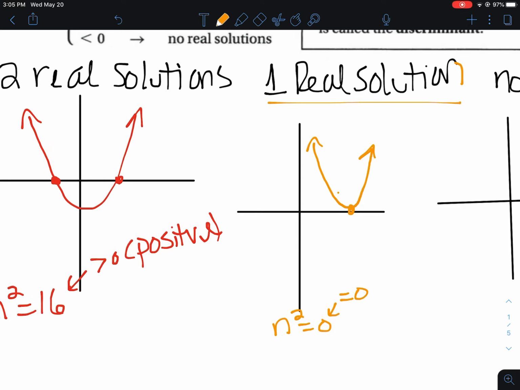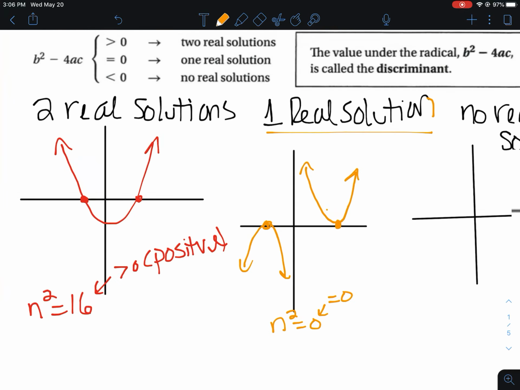And what that means is that our graph is going to touch the x-axis. It's just going to kiss it and turn back around, or it could be facing upside down also. And it's only hitting on one value. So we sometimes call it a double root. If you had a factor of something like this, it would be a perfect square trinomial where both factors are the same. But it just means we get two answers. They happen to be the same thing, okay?